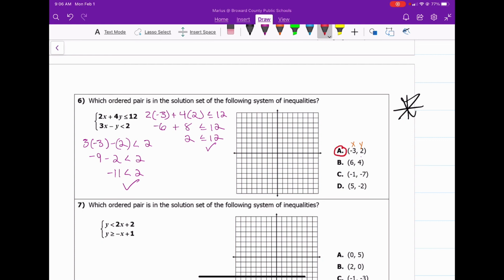All right. And that's how we do it. You just use the ordered pairs to plug in the coordinates for x and y and then see if it works for both inequalities. If it does not work for both, then it is not a solution to the system of inequalities.